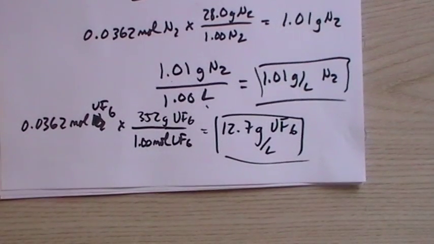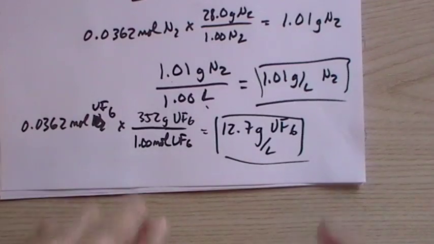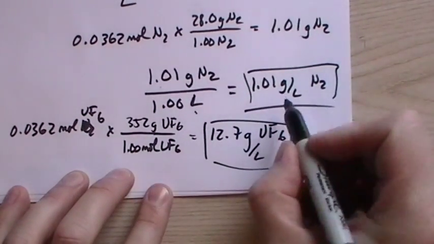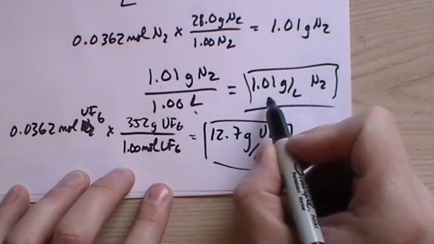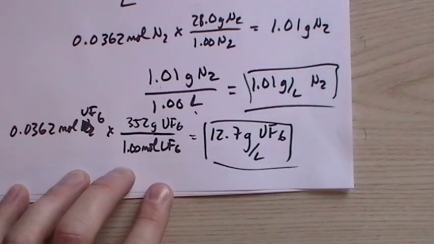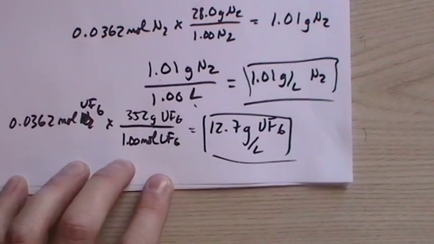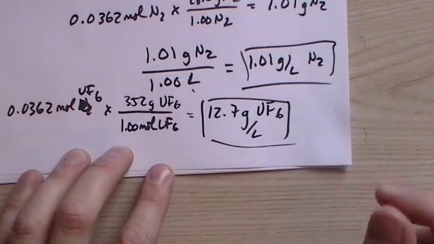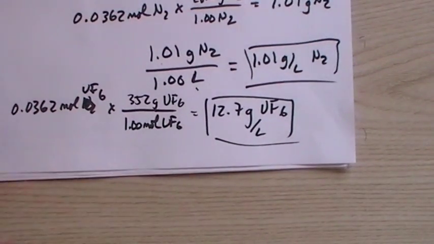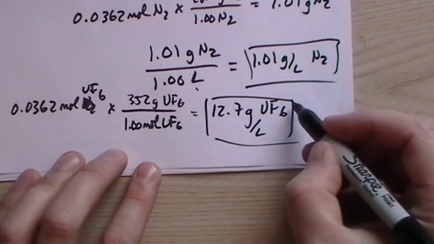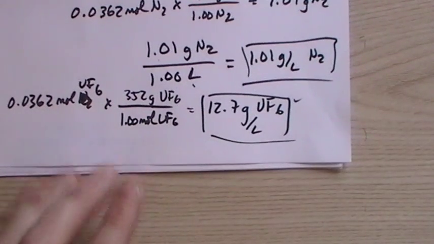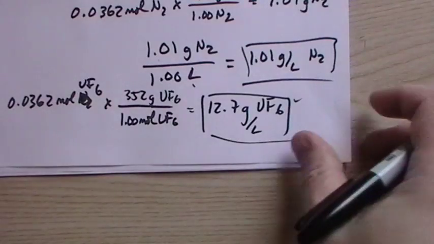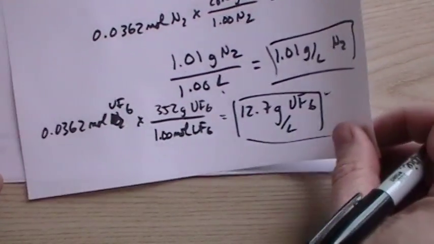And even though I know it off the top of my head, I'm going to multiply, just to check. Yeah. So you can see that 1 liter of nitrogen weighs 1 gram, about the mass of a medium-sized paperclip. But if you have uranium hexafluoride, it's 12.7 grams. You'd actually be able to feel that mass on your hand as it's pressing down, because it's such a large molecule. Even though it's the same number of moles, it weighs more per liter.